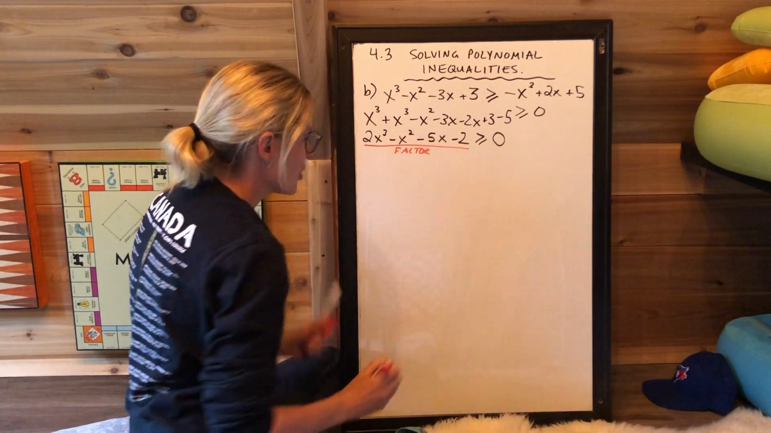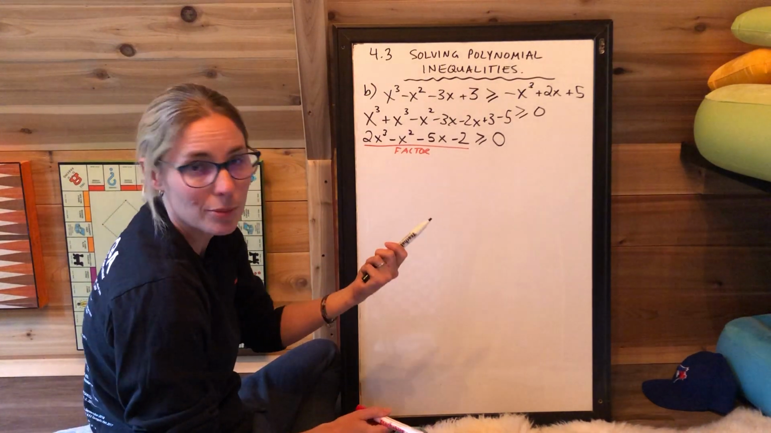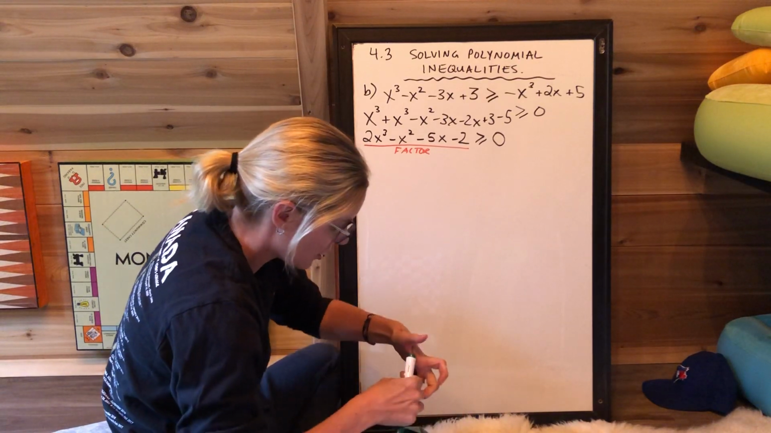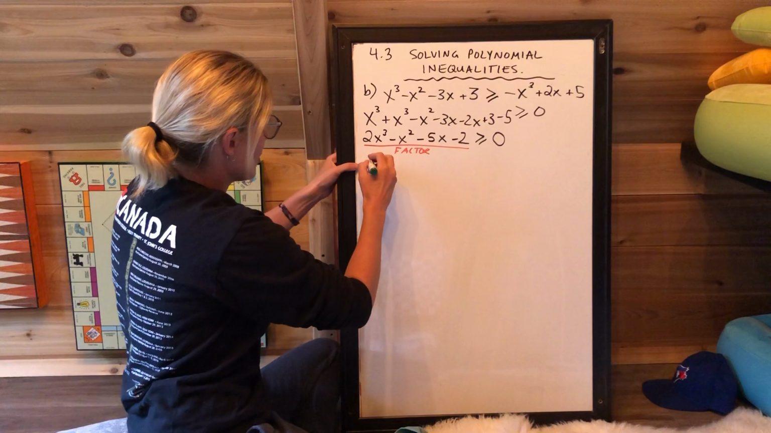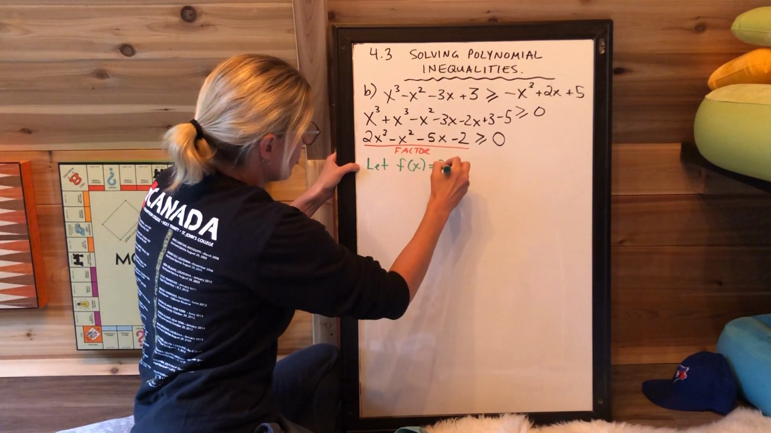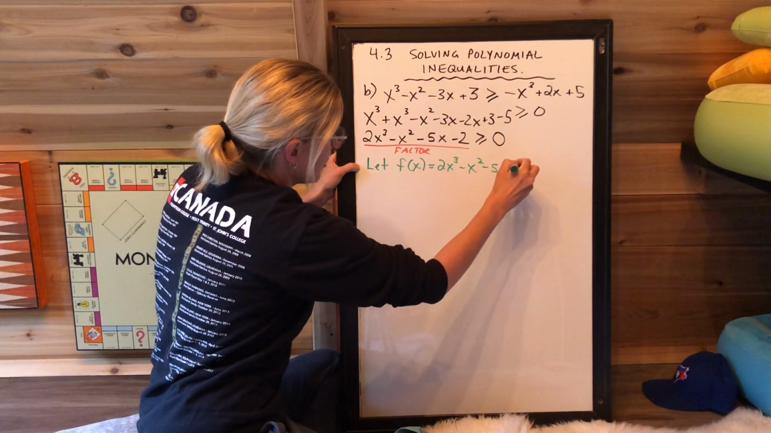Well, this is a cubic function. Up until a couple weeks ago, we didn't know how to factor cubic functions, and this is where we said, well, this is where we start with synthetic division. With synthetic division, we sort of have to look at this function. Let's call it f of x. Let f of x equal 2x cubed minus x squared minus 5x minus 2.